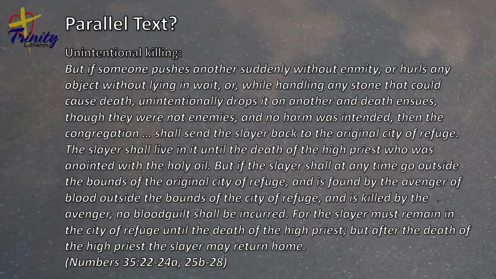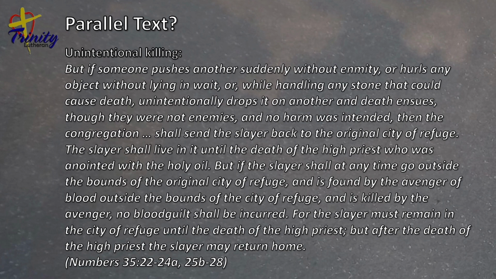It says, but if someone pushes another suddenly without enmity, unintentional, all right? Or hurls any object without lying in wait, or while handling any stone that could cause death, unintentionally drops it on another and death ensues, though they were not enemies and no harm was intended. I mean, if you hadn't gotten the point, this is unintentional. I mean, they're really hammering it home here, right? All right. Then the congregation shall send the slayer back to the original city of refuge. The slayer shall live in it until the death of the high priest who was anointed with the holy oil.